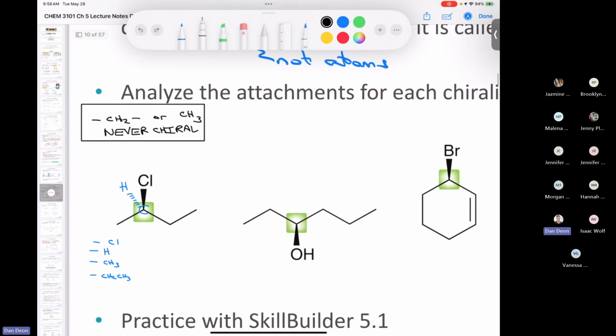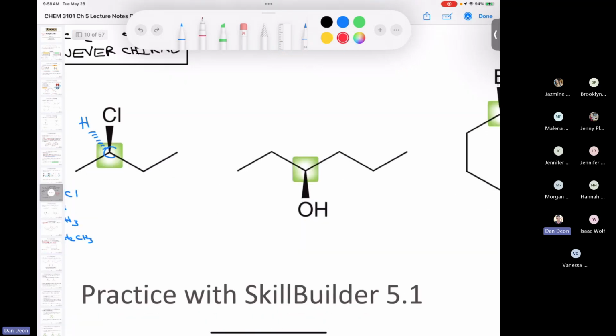So if we look at the next molecule and I highlight this carbon in red, why is it chiral? It's attached to a hydroxyl. It's attached to a hydrogen, which is not drawn. It's attached to an ethyl group on one side, over here, that's an ethyl group.